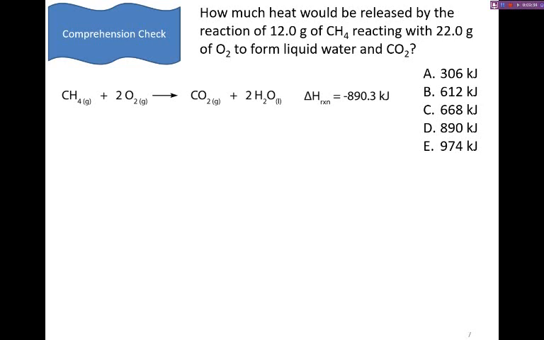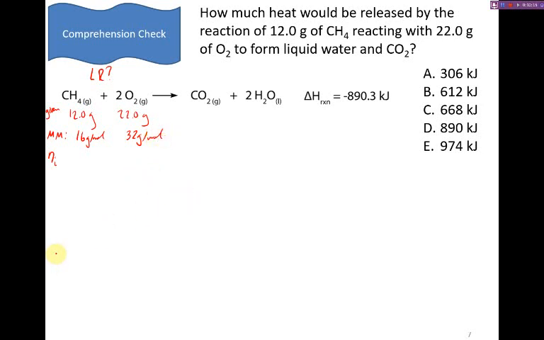Welcome back. So, as we've done before, what we want to do for these types of reactions is indicate our initial conditions, what we're given. We've got 12 grams of methane, 22 grams of oxygen. And since we're given masses of each, we have to evaluate which one's going to be the limiting reactant. So we need to know the number of moles, and so the connection is going to be the molar mass. Methane's molar mass is 16 grams per mole. Oxygen's molar mass is 32 grams per mole.